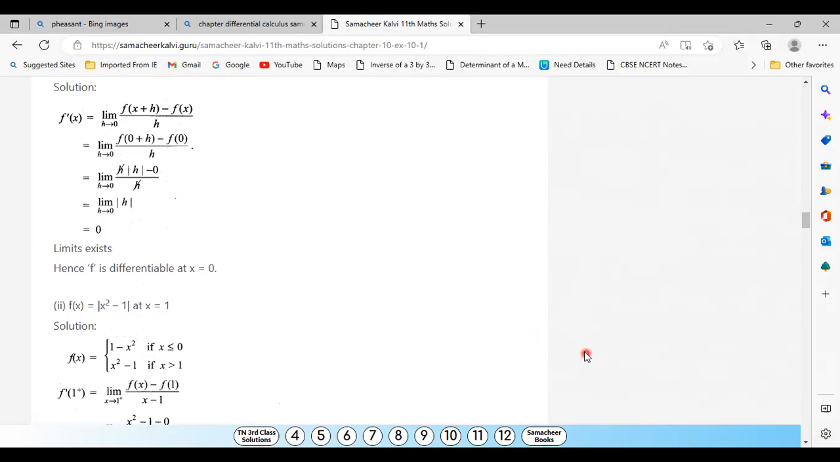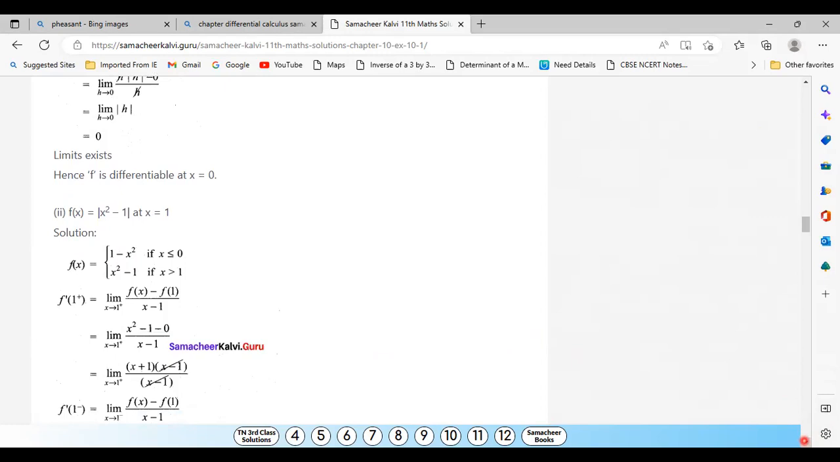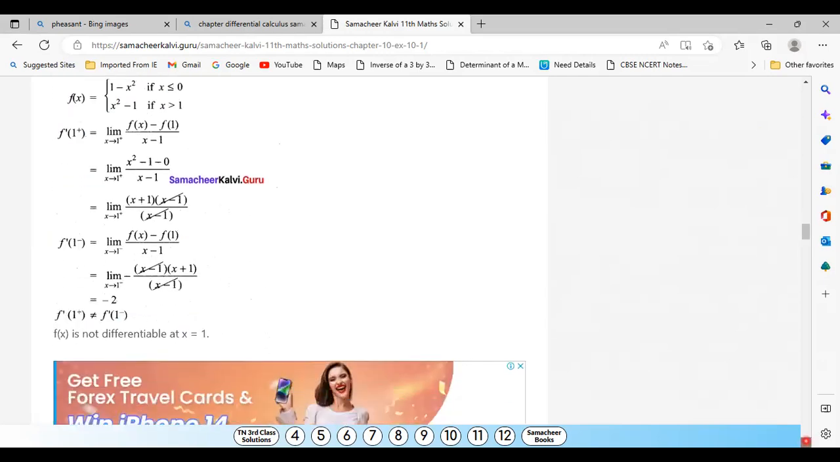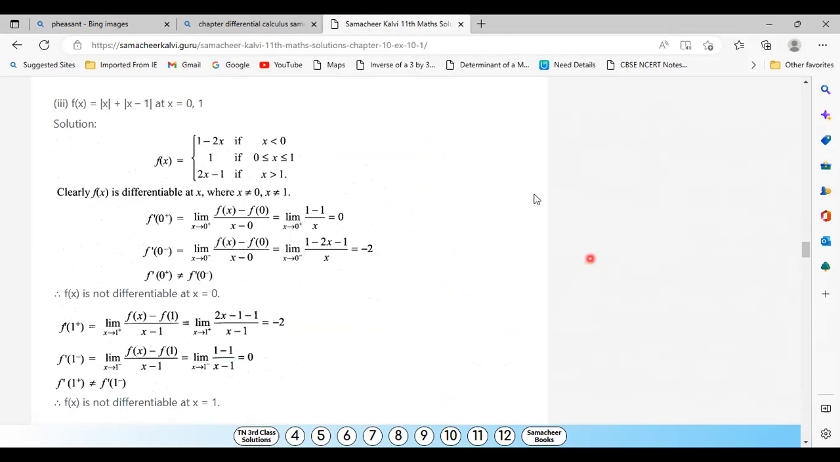The very first step is to rewrite the given function in the form of a continuous distribution. Okay, so you're just splitting the function into two parts, one for the left side and one for the right side. Okay, and now you're applying the first principle on the left hand side and right hand side individually. And you're checking whether the left hand side is equal to right hand side or not. If they are equal, you can say the given function is differentiable at x is equal to 1. If they are not equal, you have to say the given function is not differentiable at x is equal to 1. Is it clear? Is it clear, Akshaya? Yes, ma'am.